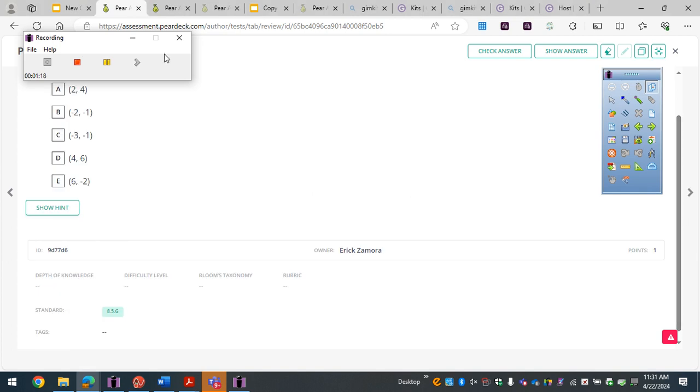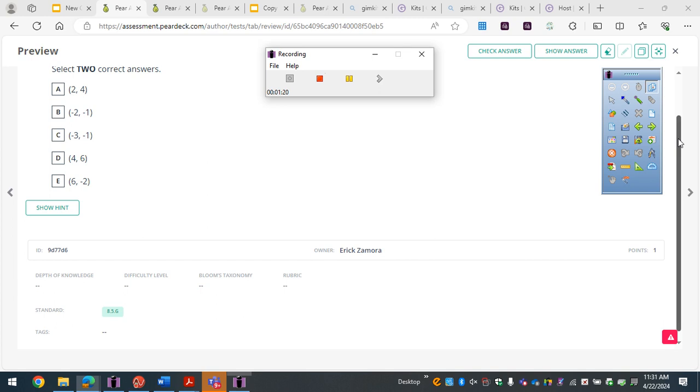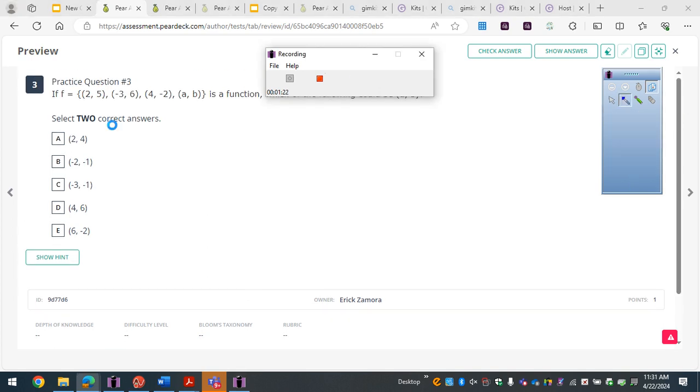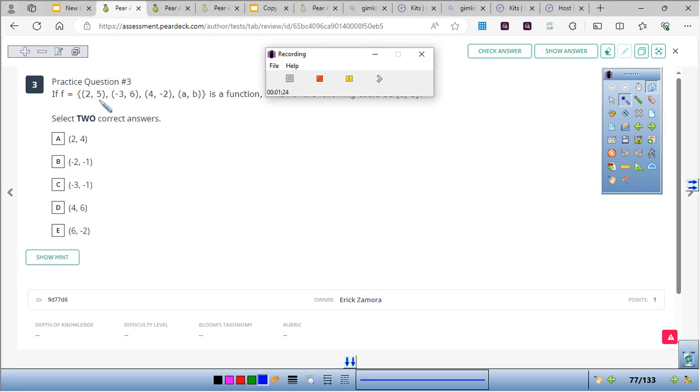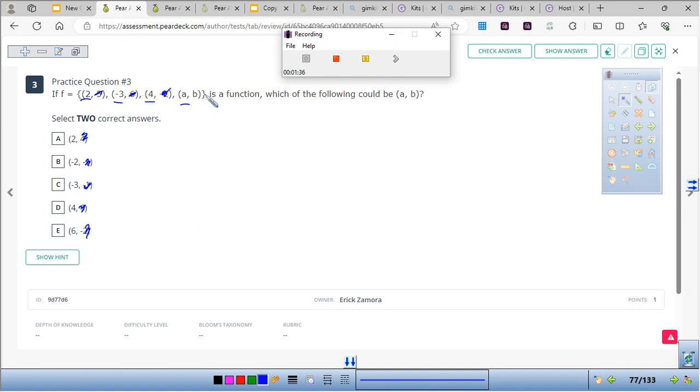Here, these are pretty easy. Basically, these coordinates are data, and we don't want the x's to repeat. We don't care what the second ones are. We don't care about any of these. All we care about is the first ones. If this data here is a function, which of the following could be added? Select 2. If we were to add 2, 4, you see how the 2 repeats? Not a function, so it can't be added.